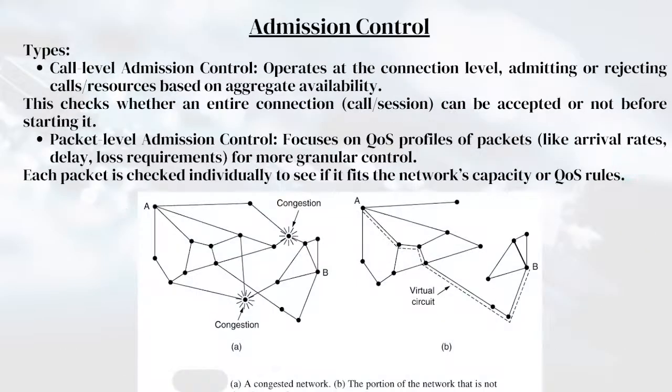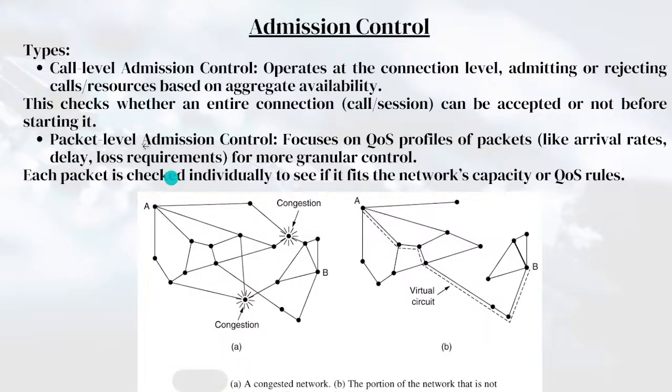So here you can see one example of admission control. This is a mesh type of network, you can see, right? In this mesh network connectivity, due to some congestion, packet loss is happening, so the communication is not possible. But here you can see the virtual circuit, because of that there is no congestion happening on this portion.